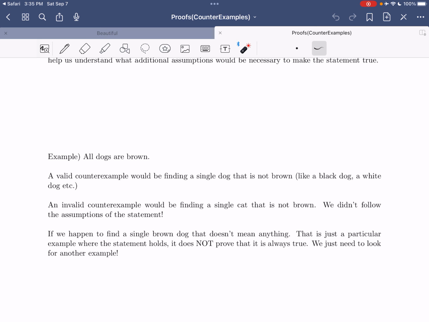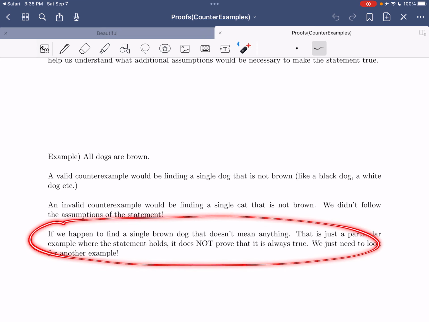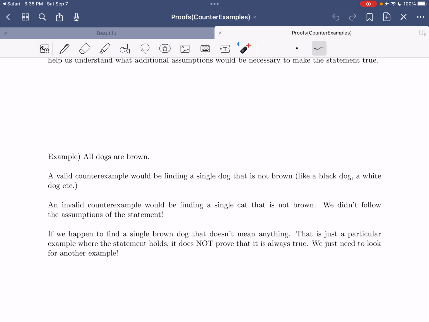So if we're out there looking for our dog, our counterexample here, and the first one we encounter is a brown dog, that doesn't mean anything. We look at it, we say, okay, that's a situation where their statement was right, but we're going to keep going and keep looking for other examples, other dogs, until we find one that is not brown, and that is our counterexample.